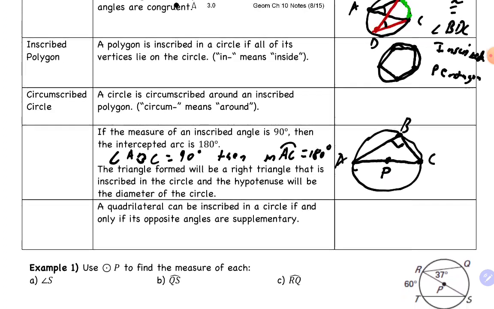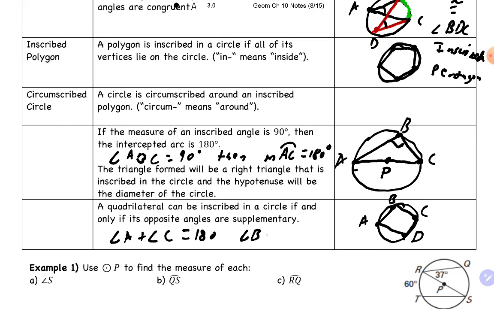A quadrilateral can be inscribed in a circle if and only if its opposite angles are supplementary. So if we have a circle and we have some sort of quadrilateral A, B, C, D, that means angle A plus angle C has to add up to 180 degrees. That's what it means to be supplementary. And angle B and angle D added together also have to be 180 degrees.